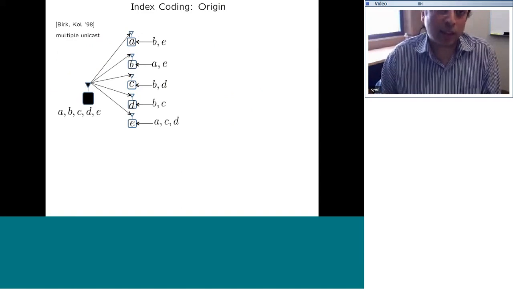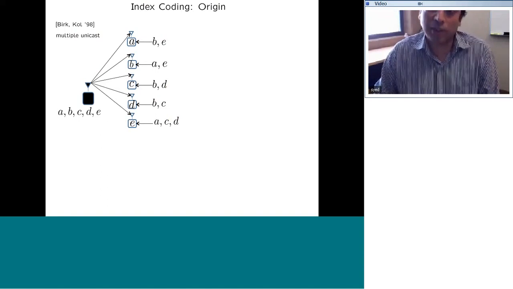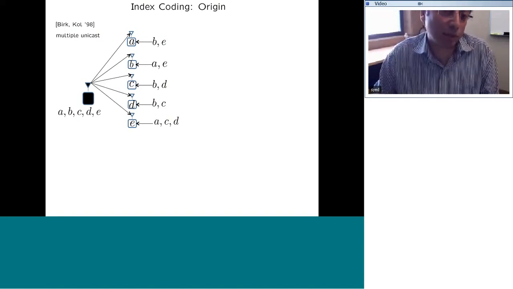So this is the index coding problem as it was introduced in 1998 by Birk and Kol. And in fact, it's the first example that I know of interference alignment being applied anywhere. So this is the 98 paper. So what is index coding? You have a transmitter. This is the example from Birk and Kol's paper. The transmitter has 5 messages, A, B, C, D, and E. There are 5 receivers. Receiver 1 wants A, receiver 2 wants B, and so on.